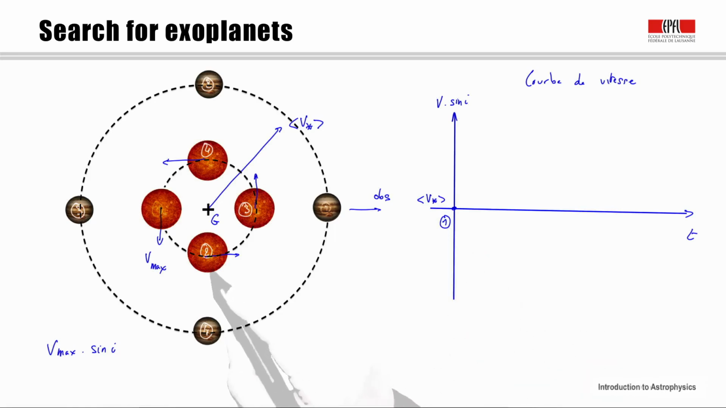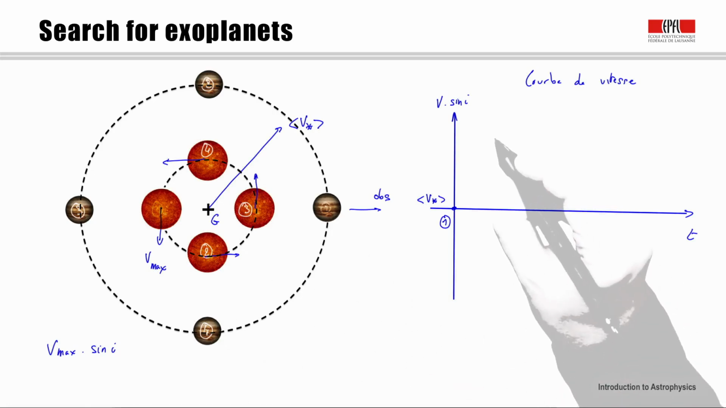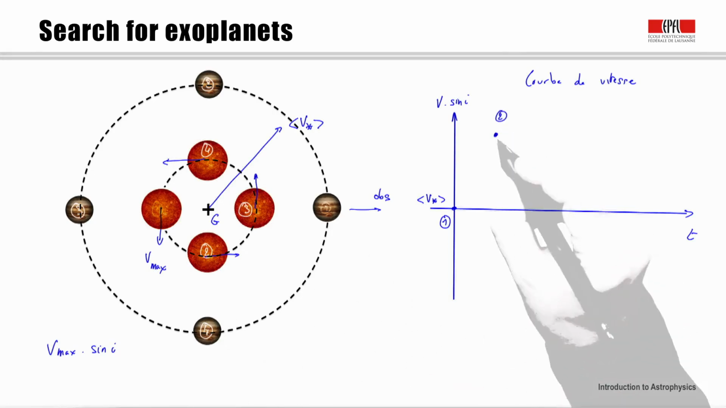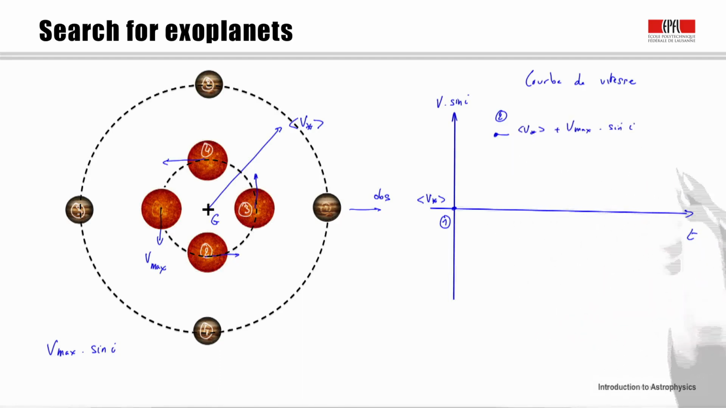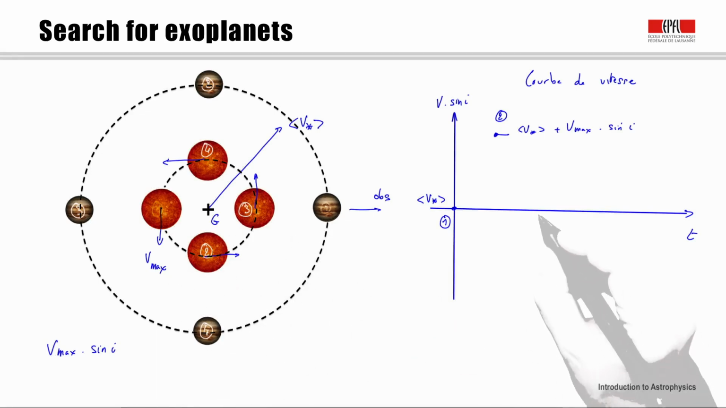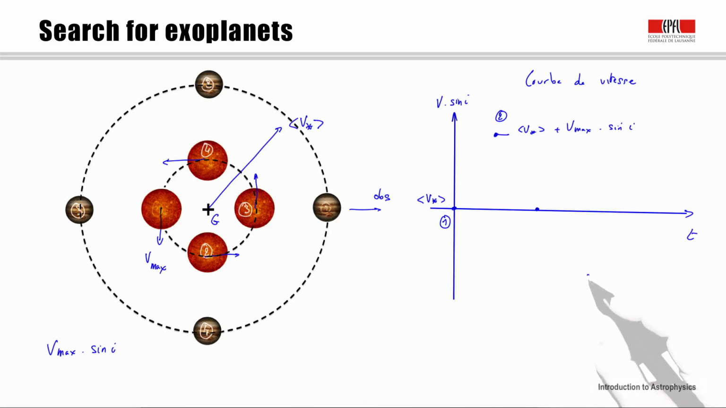On the contrary, for position 2, the velocity vector is radial with respect to the observer, and a point corresponding to this position can be placed here. This velocity is equal to v mean plus v max sine i. Position 3 corresponds to position 1, with the difference that this point is obtained further in time. As before, the velocity is equal to the mean velocity because of the lack of radial component. Position 4 is similar to position 2, but the velocity vector has the opposite direction. So on the diagram, the point should be placed on the other side. The velocity in this case is equal to v mean minus v max times the sine of the inclination.